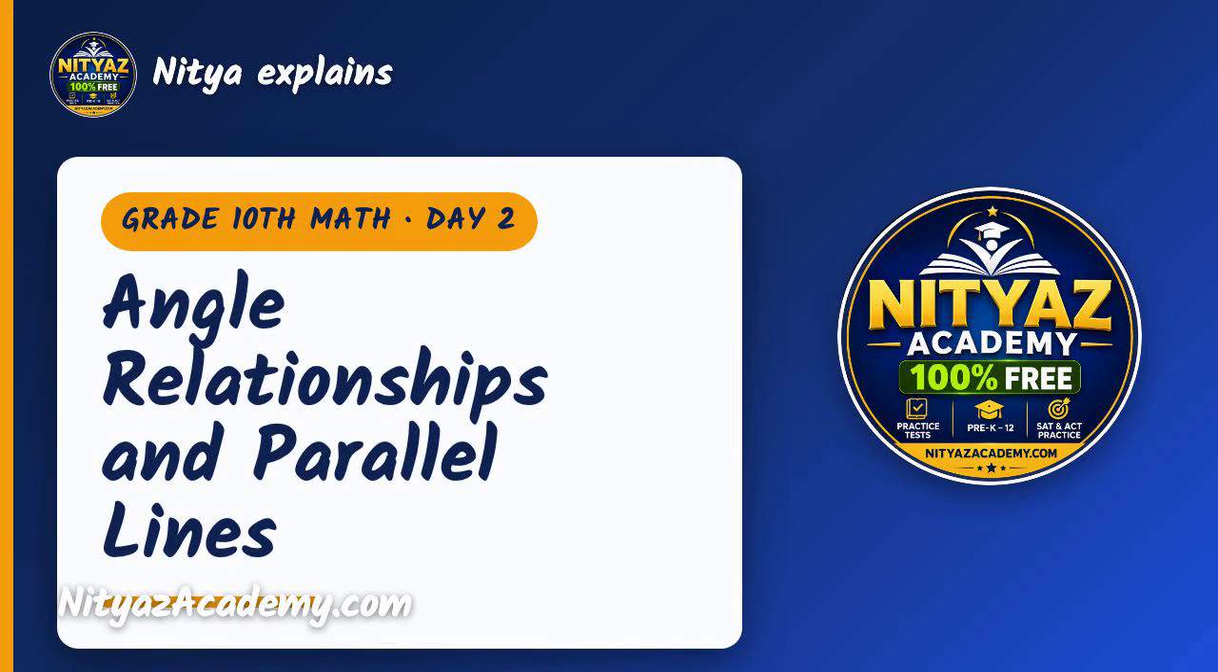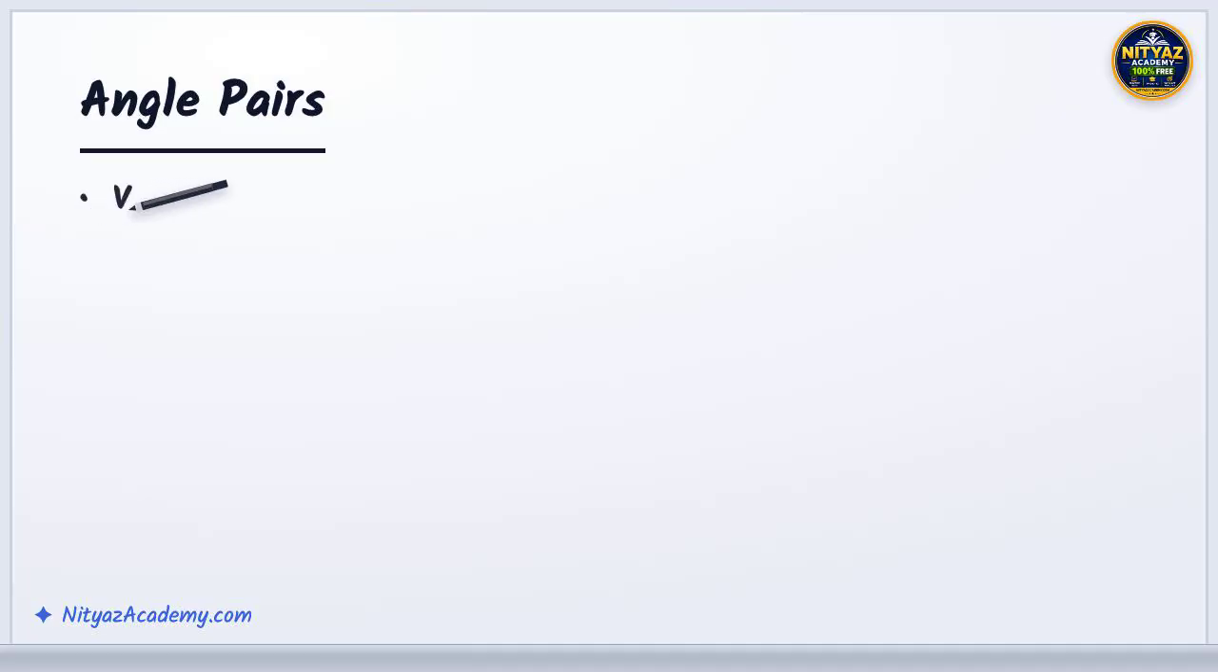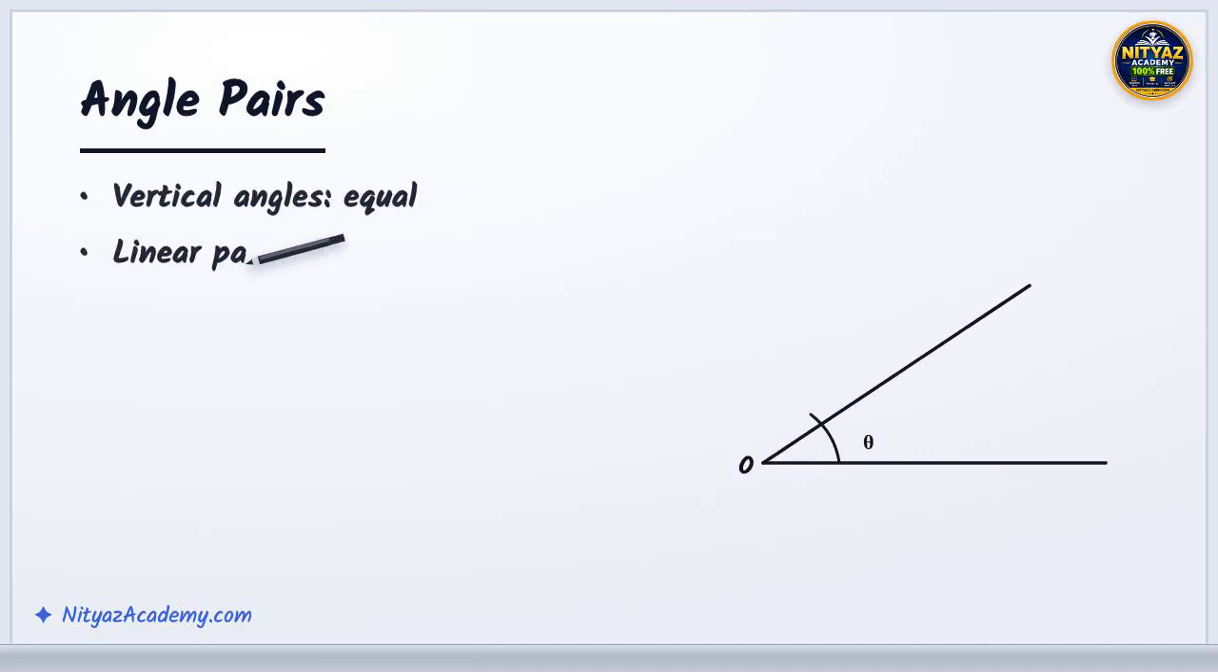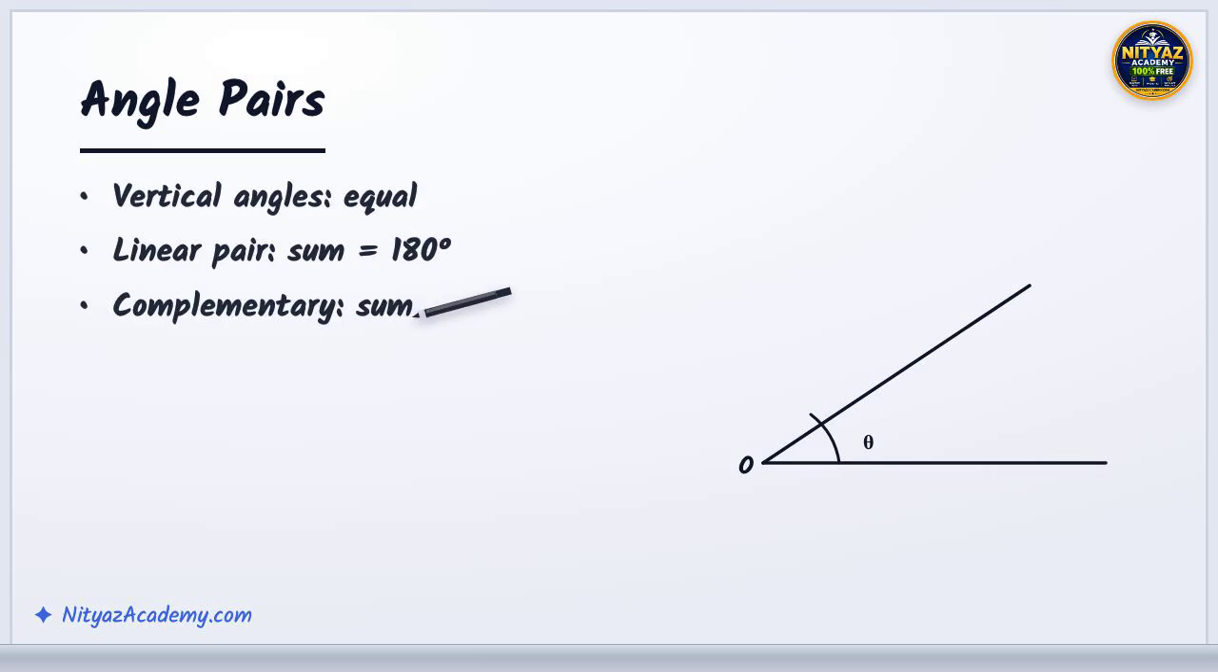Let's learn angle relationships and parallel lines together, step by step. Before parallel lines, know your angle pairs. Vertical angles sit across from each other where two lines cross, and they're always equal. A linear pair forms a straight line, so they add to 180 degrees. Complementary angles add to 90. These relationships are the tools we'll use again and again today.